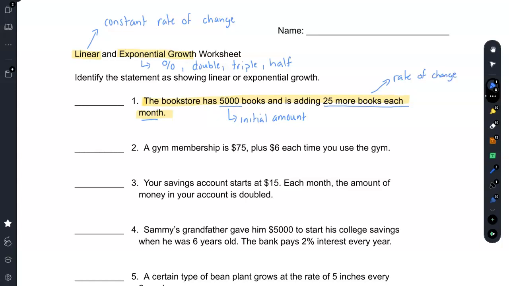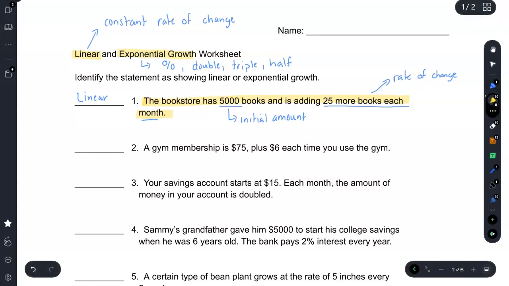and it's constant, right? So it's 25 each month. So that's never changing. If I have it in month 2, I will be adding 25 more books. In month 3, I'll be adding 25 more books. In month 4, I'm adding 25 more books. So that rate of change is constant. So this function is linear, and that's how I want you to answer this worksheet. I just simply want you to write linear or exponential in each one of the lines beside the question. Let's move on to number 2.